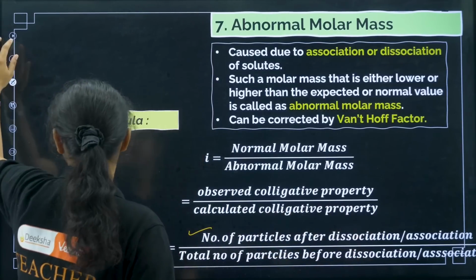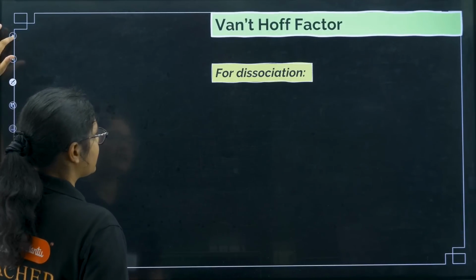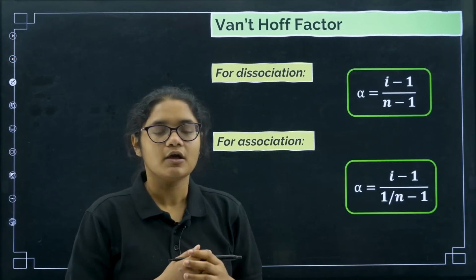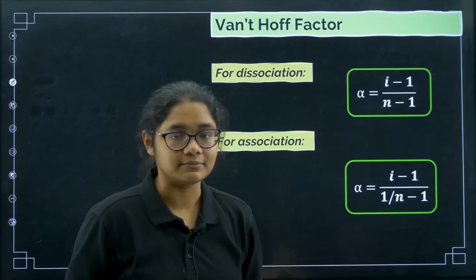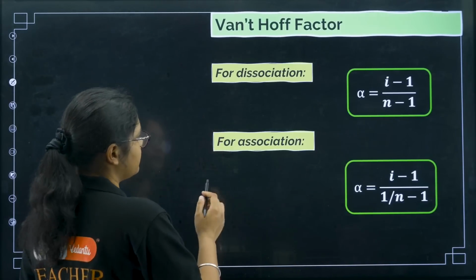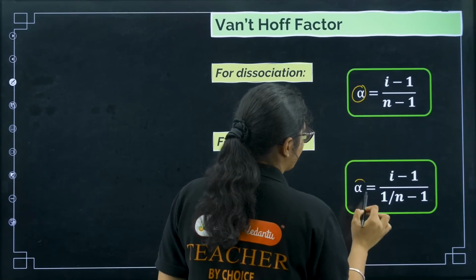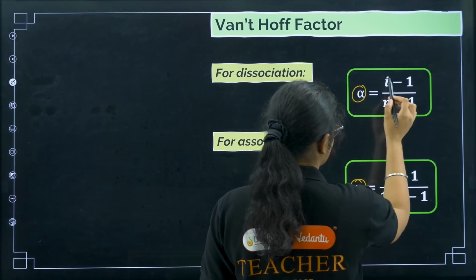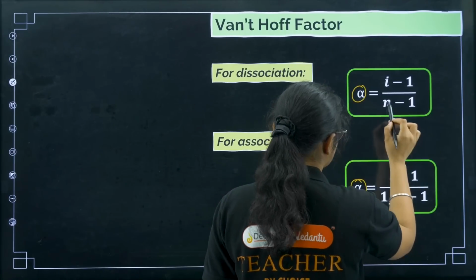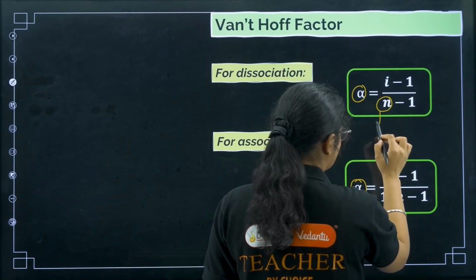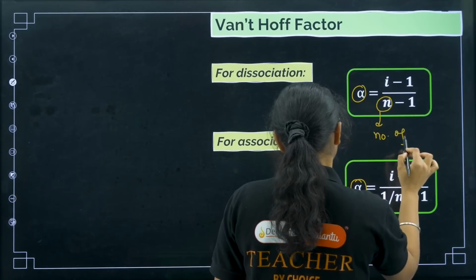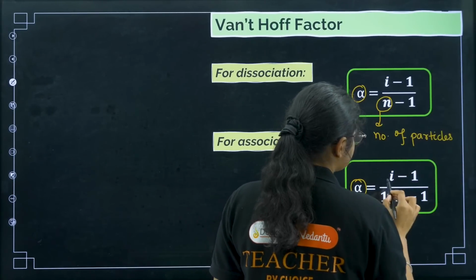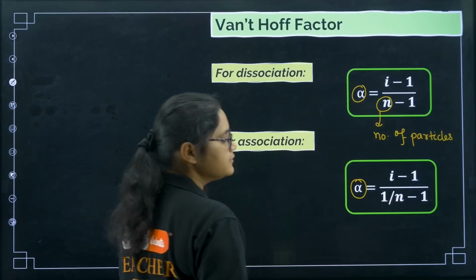Generally we will be dealing with more questions on dissociation, but association is also there. Now if there is dissociation and association, there can be 100% dissociation or a certain amount of dissociation. Sometimes complete dissociation doesn't take place. In that case we calculate the extent of dissociation, the extent of association. To calculate the extent of dissociation, alpha is equal to (i - 1) divided by (n - 1), where i is the Van 't Hoff factor and n is the number of particles. Similarly, for association, alpha is equal to (i - 1) divided by (1/n - 1).